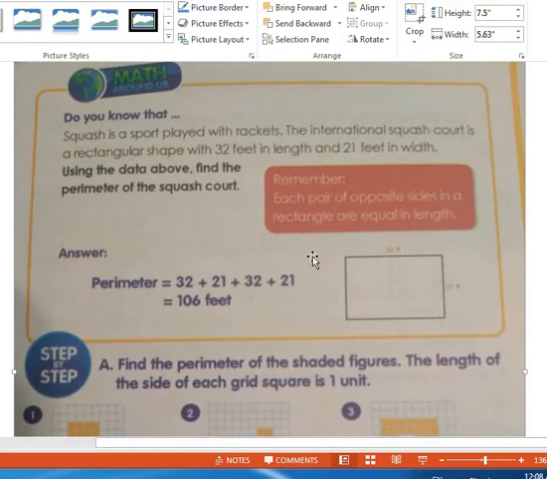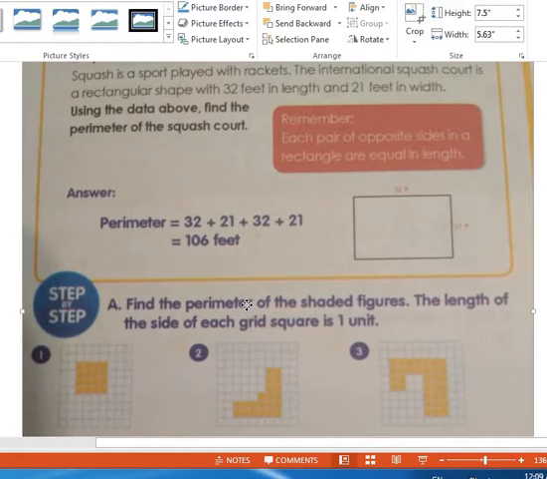I told you before that the length is equal to the opposite one. 32 here, 32. 21 here must be 21. So when I want to know the perimeter of this 2D shape, I do what? I do plus, miss. This side 32 plus 21 plus what here? Excellent. The answer will be 106 feet.